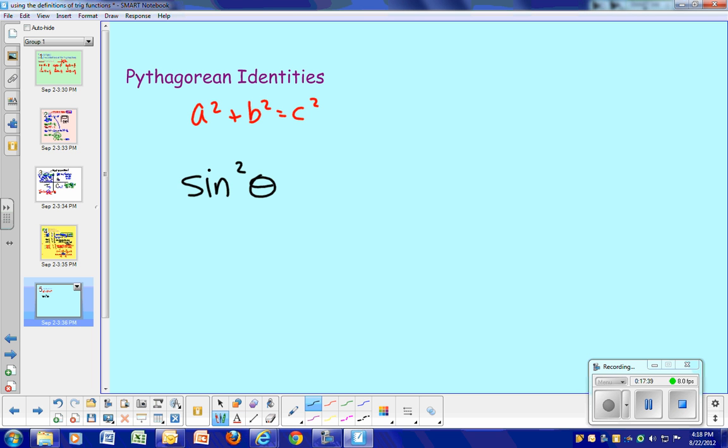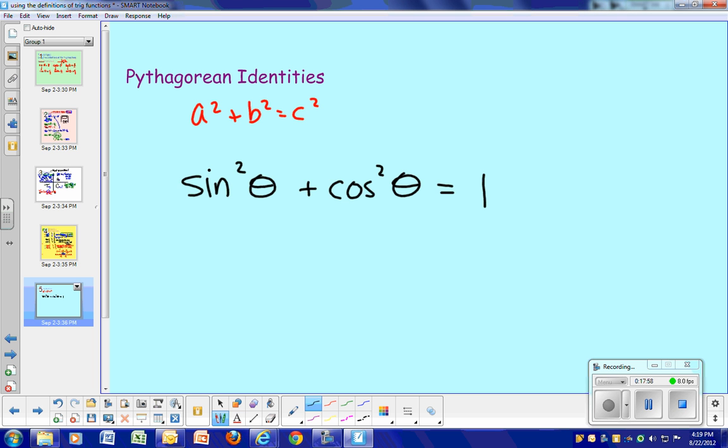Remember we talked the other day about how that little 2 really means the same thing as if you wrote it like this. If you prefer to write it with the parentheses, go ahead, but you really are going to see it more the way that I wrote it up above. So that means sine squared plus cosine squared equals 1 squared. 1 squared is 1. Okay?